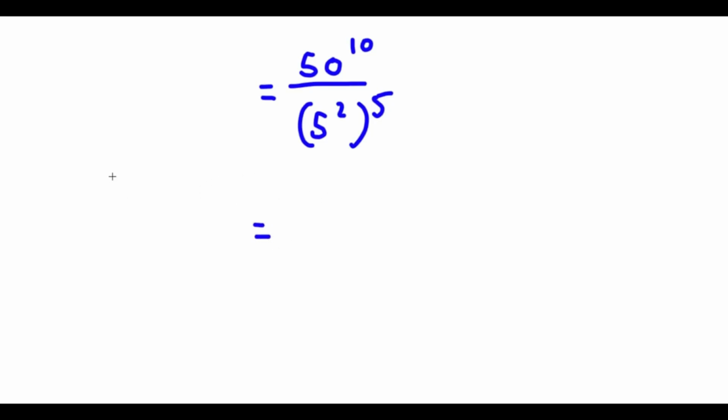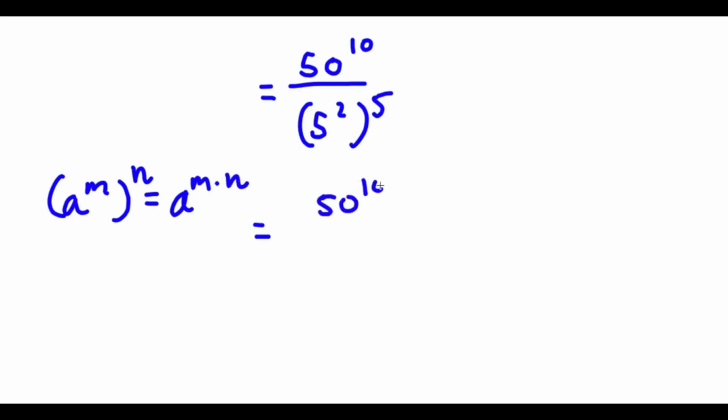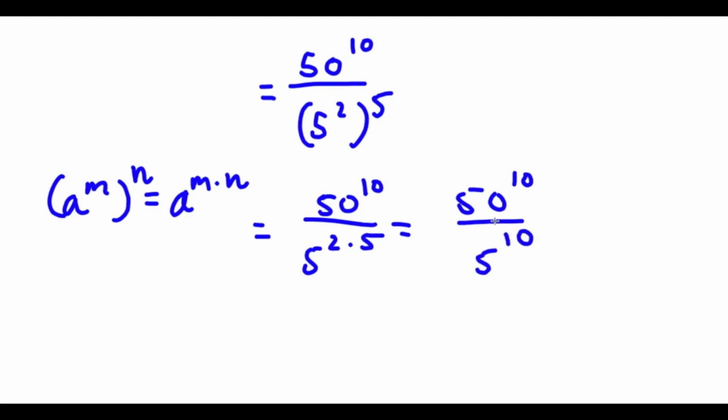Now, if I have something in the form a to the power of m to the power of n, this is equal to a to the power of m times n. So I have 50 to the power of 10 over 5 to the power of 2 to the power of 5. That's going to equal 5 to the power of 2 times 5. And 2 times 5 is 10, so now I have 50 to the power of 10 over 5 to the power of 10.